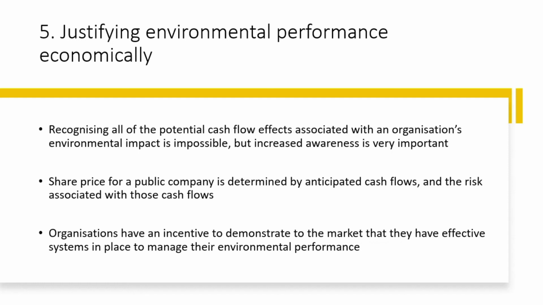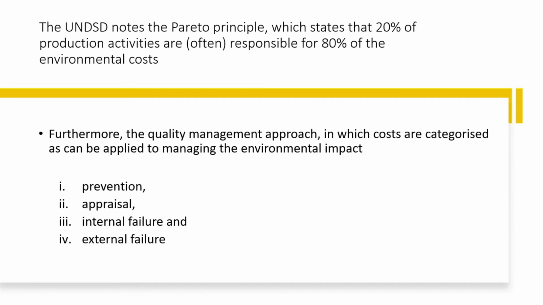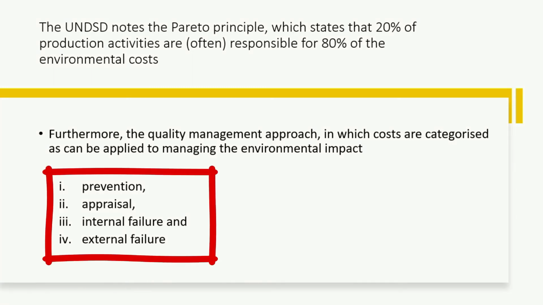Enterprises have an incentive to demonstrate to the market that they have effective systems in place to manage cash flows. That includes environmental performance. The Pareto principle states that 20% of production activities are responsible for 80% of environmental costs. The quality management approach, in which costs are categorized and applied to managing environmental impact, includes prevention, appraisal, internal failure, and external failure.